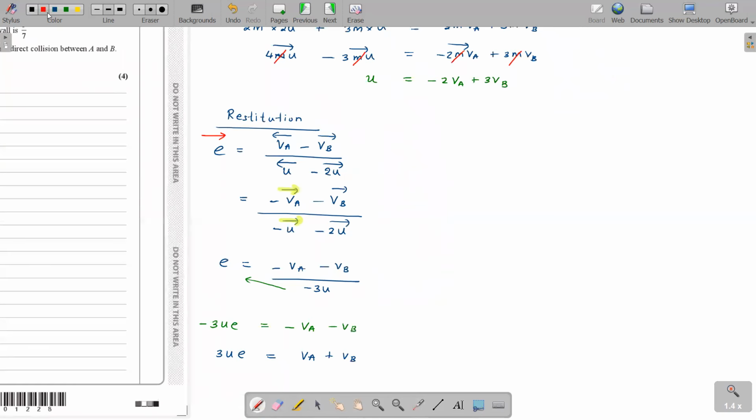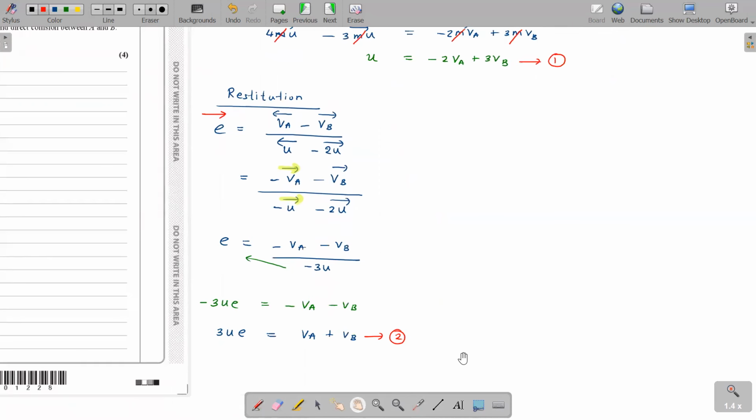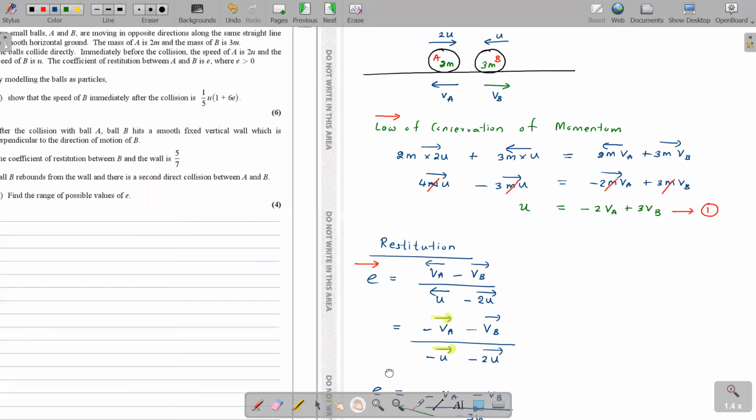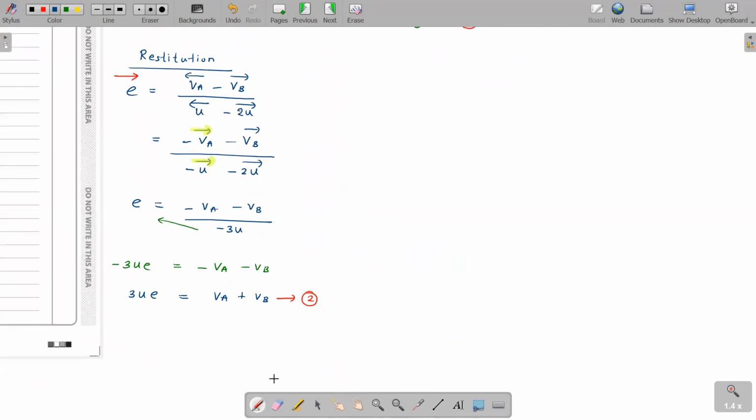Can you see? So this is equation number 1. Equation number 2. Solve the two equations simultaneously and get the values for VA and VB. So when I solve it, let me make VA the subject. I'm trying to find the velocity of B, right? That's what they ask us to find. Show that the velocity of B. So let me make velocity A the subject. So velocity A is 3UE minus velocity B. Let's substitute.